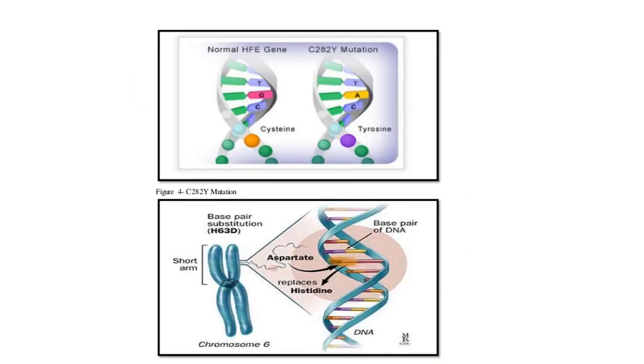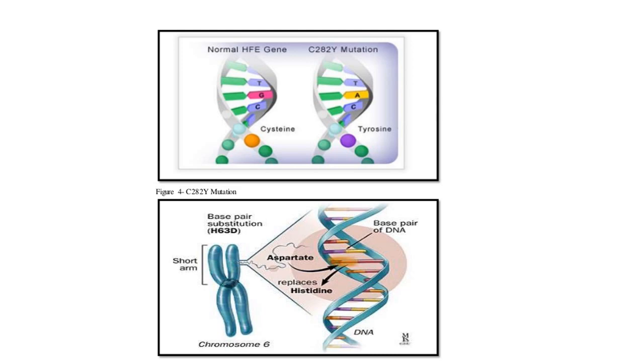Here is the first type, or the HFE type. It's caused by an autosomal recessive mutation in the HFE gene on chromosome 6, mostly by C282Y or H63D mutations. The C282Y means substitution of the normal amino acid cysteine at the position of 282 of amino acids by tyrosine.